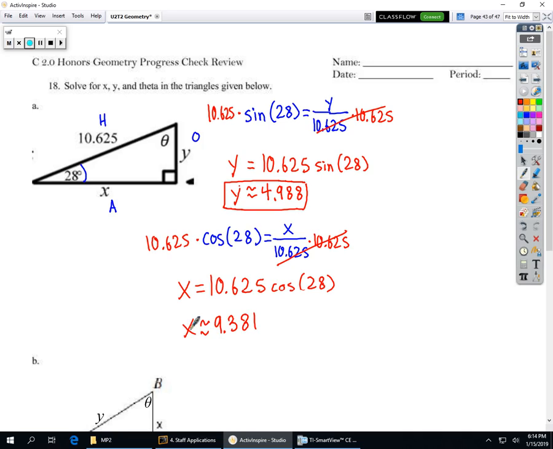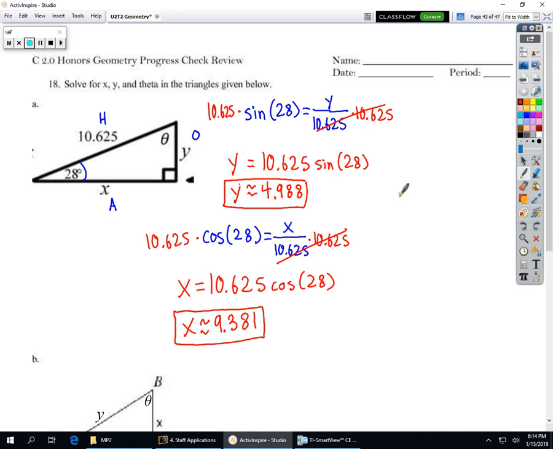All right. The last thing it asked me was to find theta. Well, I know all three have to add to 180, right? So I can simply do this. Theta has to equal 180 minus the other two. Minus 90 minus 28. If I do that, I'm going to get 62. So theta is 62 degrees. Great, I found x, y, and theta.